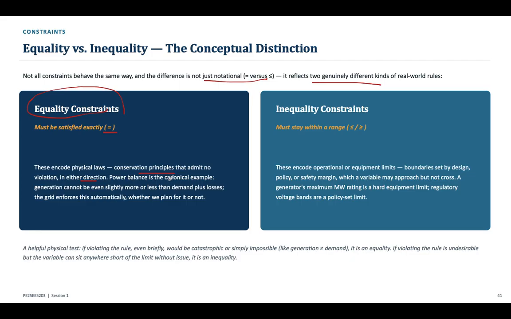Power balance is the canonical example. Generation cannot be slightly more or less than the demand plus losses. So the grid enforces this automatically, whether we plan for it or not. Then we have something called inequality.